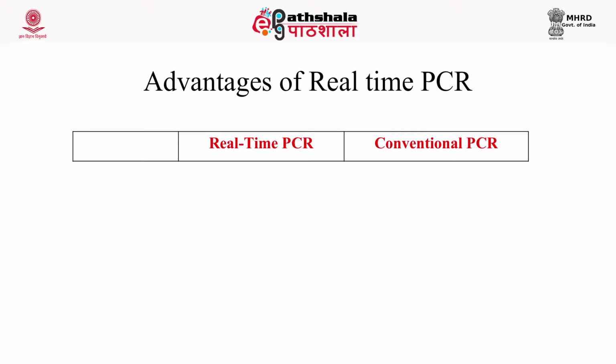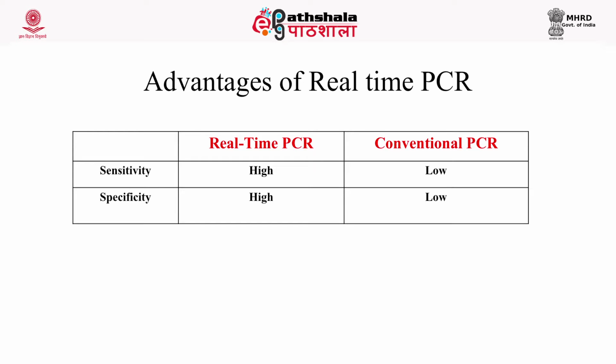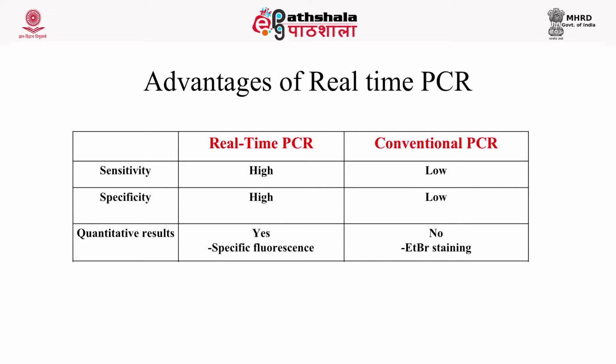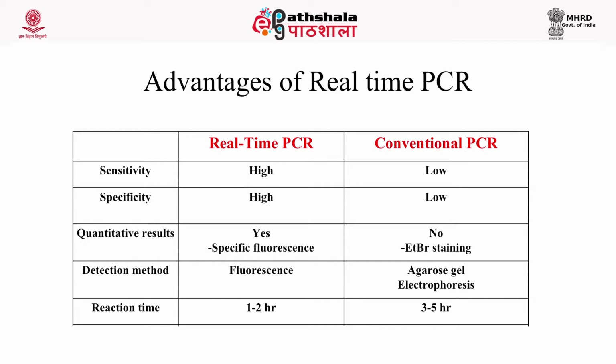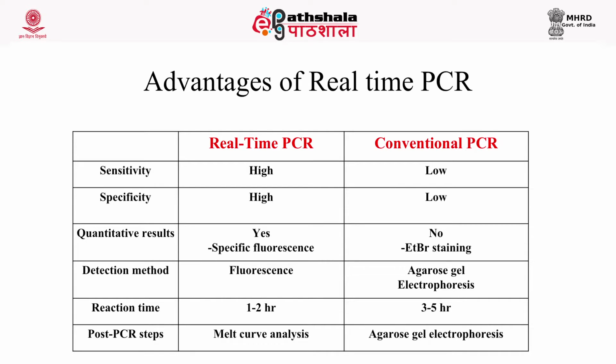After studying real-time PCR, let us see what are the advantages of real-time PCR over conventional PCR. The first advantage is that the sensitivity and the specificity of real-time PCR is very high as compared to conventional PCR. The quantitative results are measured in terms of fluorescence value in real-time PCR. Also, the detection method is fluorescence in real-time PCR, whereas in conventional PCR it is agarose gel electrophoresis. The reaction time is also very less in real-time PCR, that is 1 to 2 hours, whereas in conventional PCR it is 3 to 5 hours. Post PCR we can do a melt curve analysis in real-time PCR, however we cannot do that in conventional PCR.